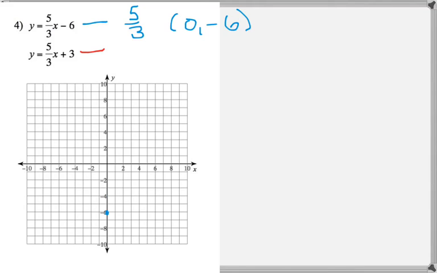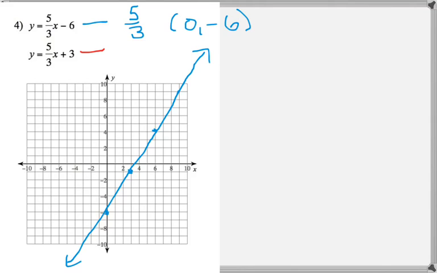We're going to go up 5 and over 3. That would put us right there. We're going to go up 5 again, 1, 2, 3, 4, 5, and over 3. And we have enough space on this graph to go up 5 again and over 3. Puts us right there. We don't have enough from our y-intercept to go down 5, so we have all the points that we need on the line. We just draw our line.